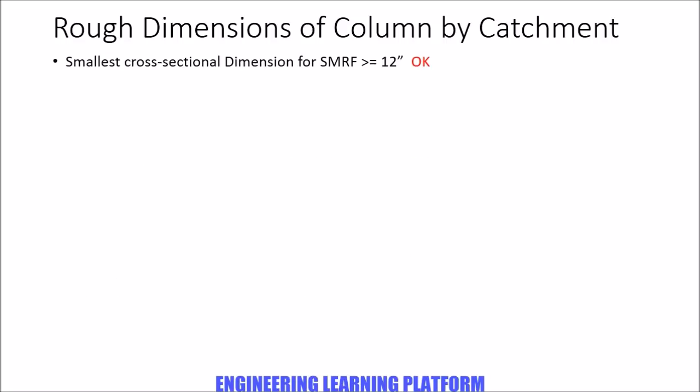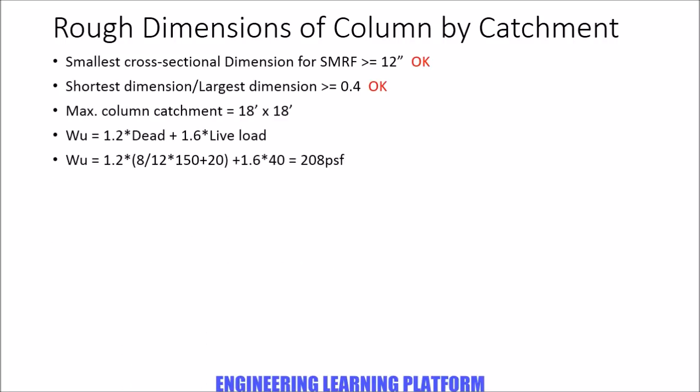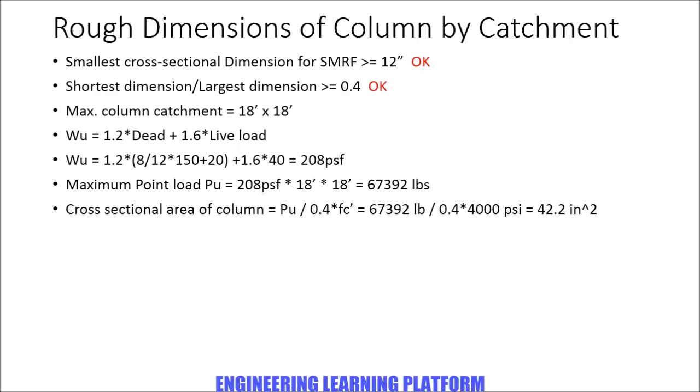The smallest cross-sectional dimension for a special moment resisting frame is 12 inches and the ratio of shortest to largest dimension of column is 0.4. The maximum column catchment is 18 by 18 feet and the ultimate load is calculated as 208 psf using this catchment area. The maximum point load is 208 into 18 into 18 gives us 67 kips.